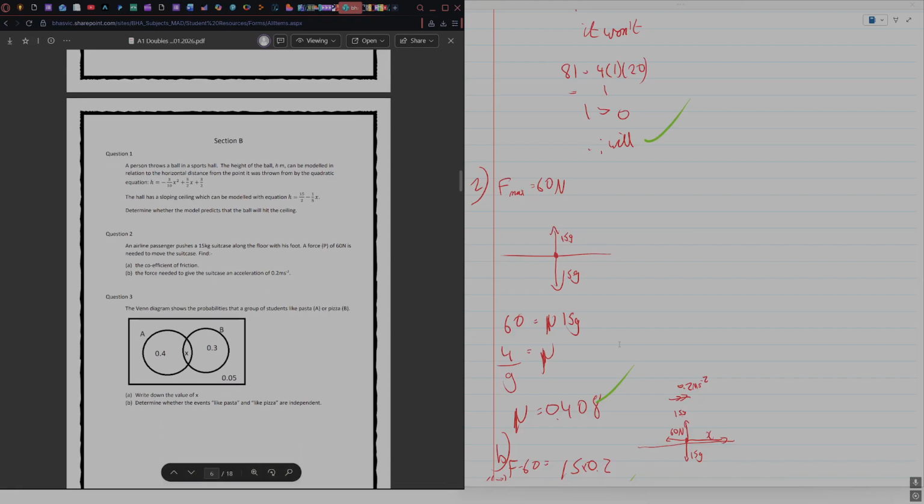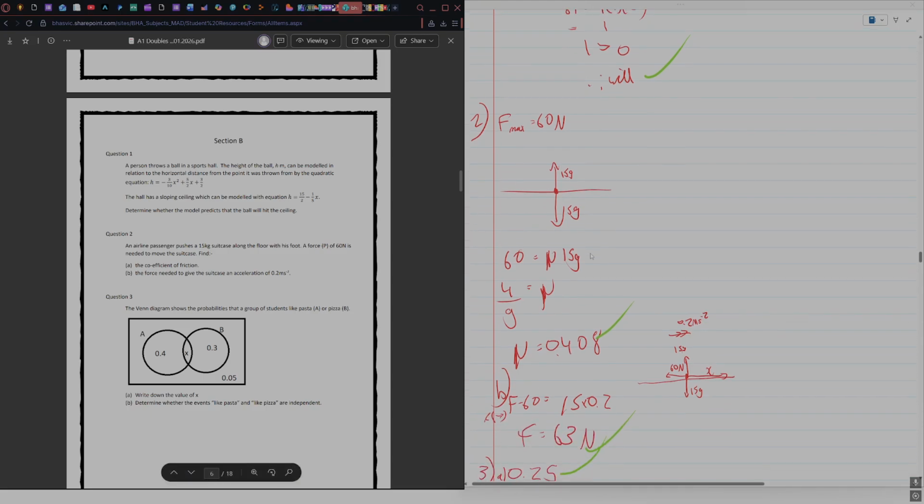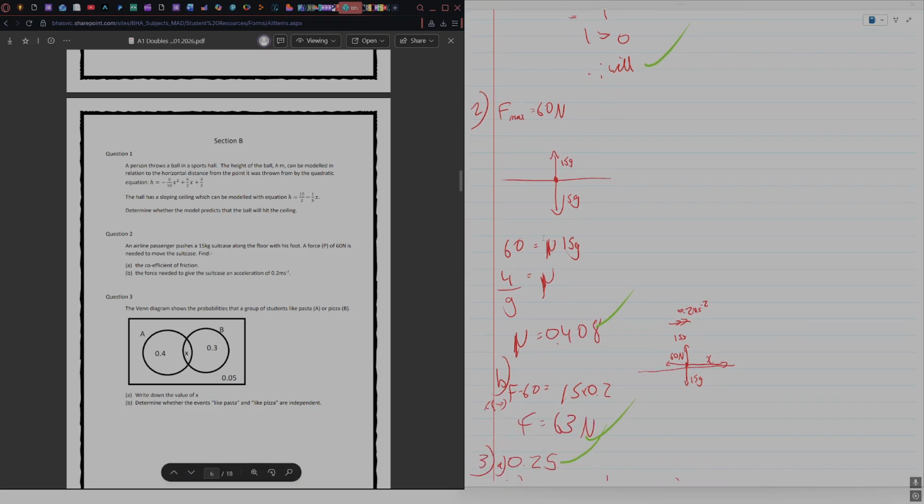Next one, we have this interesting question. Ignore this diagram, it's completely useless. It's just saying that a force of 60 newtons is needed, which means the max force is 60 newtons. That's like the max of limiting equilibrium, which means that what have I done here?